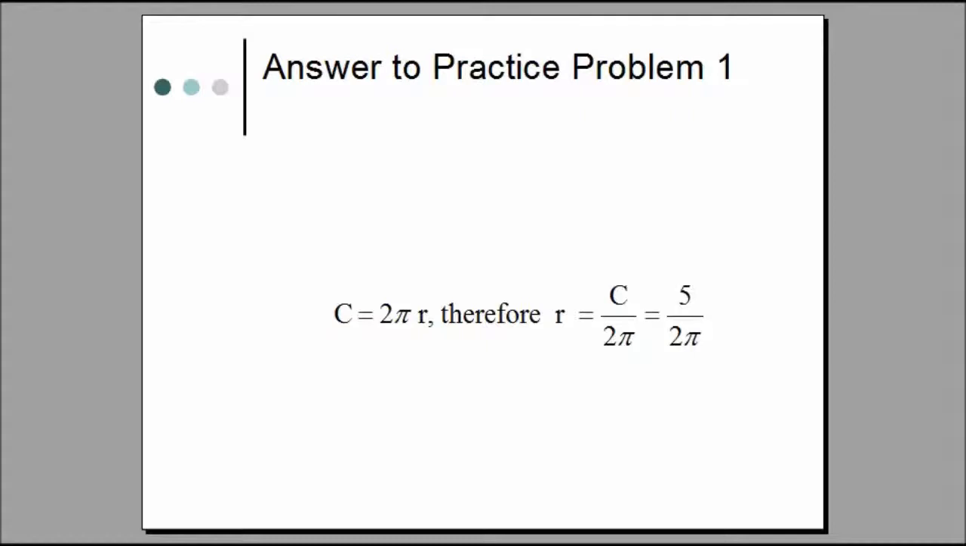The answer to practice problem 1 is 5 over 2 pi. Recall that c equals 2 pi r and we're trying to find the radius. We divide both sides of the equation by 2 pi, and that gives us r equals c over 2 pi. Because the circumference is 5, we replace c with 5, and the radius is 5 over 2 pi. On the SAT, you can probably leave it in that form and not have to divide.